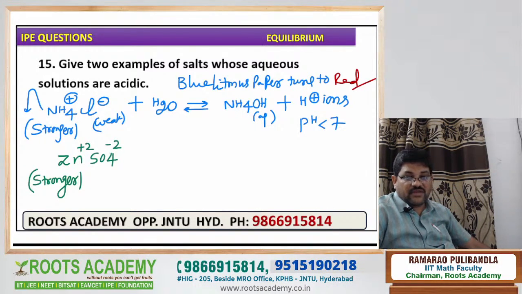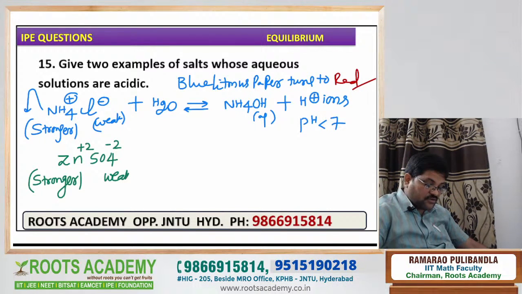Yes, very good. Copper sulfate is also correct, because Cu plus 2 ion is the stronger cation coming from the weak base of copper hydroxide, cupric hydroxide. Very good. Correct, correct. And the anion is weak, right?